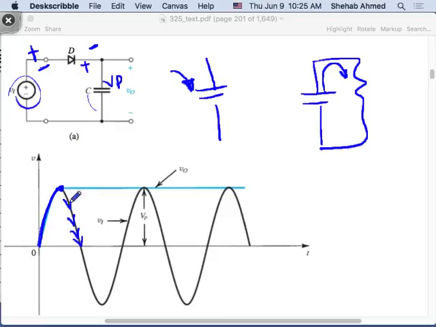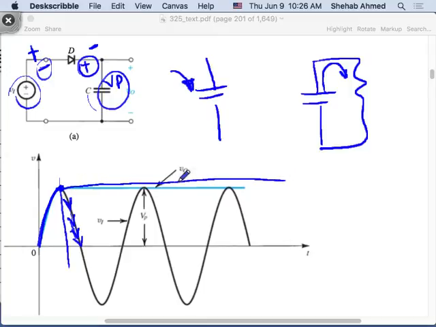On this side now, I'm going down. The source voltage is going down. This capacitor voltage is not going to fall down. Since it's not going to fall down, this voltage will be higher than the voltage on this side. It will stop conducting, and it will maintain V peak forever. Of course, this is not very practical.